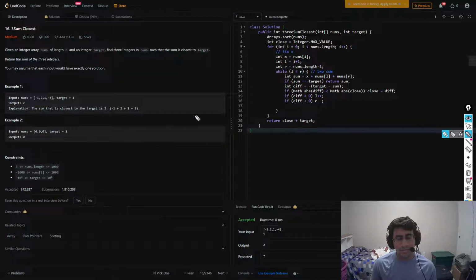So we would want to say, so first thing I do is sort. So using Java this time, so we're just going to use Arrays.sort(nums). And then we're going to say int close equals Integer.MAX_VALUE. Basically what this means right now is the distance. So let's say in our example we have -1.